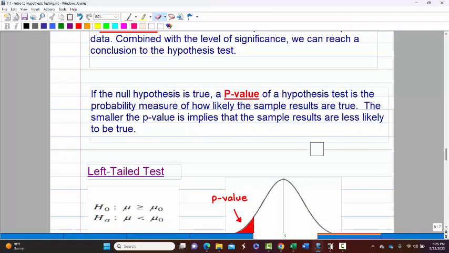I don't think you have to worry about the definition of this so much, but I have it here. It's kind of tricky to explain, but it's easy to work with as far as reaching your conclusion. So that's the good news. It's a probability measure of how likely the sample results are going to be true. Now, the smaller the p-value implies that the sample results are less likely to be true, and it's also going to lead to rejecting the H0.